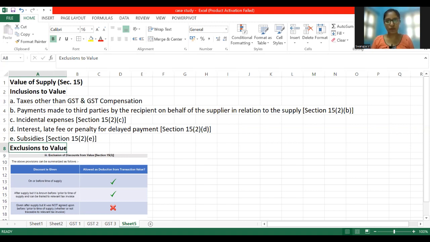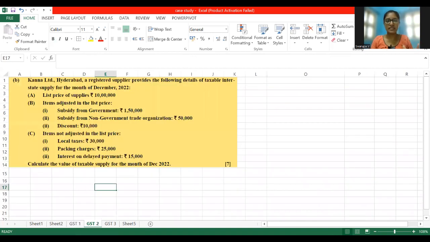Exclusions to the value: government subsidies, it is an allowable item and it will not be included in the value of taxable supply. Discounts, if it is given on or before the supply, it will be allowed as a deduction from the value of supply. And any discount that is given after the supply, but it was agreed upon at the time of supply or before the supply, then that will also not be included in the value of taxable supply. So based on the understanding of what is included, what is not included, we need to approach the case study.